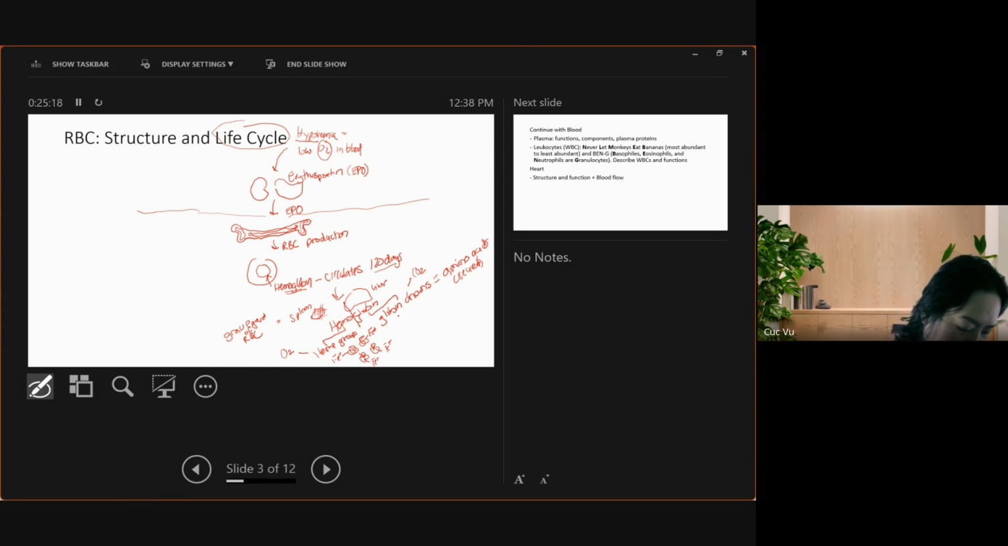So when you break the globin chains down, you break them down into the amino acids, which are reused. When I break the heme groups down, I break them down into two parts. What are the two parts I break them down into?